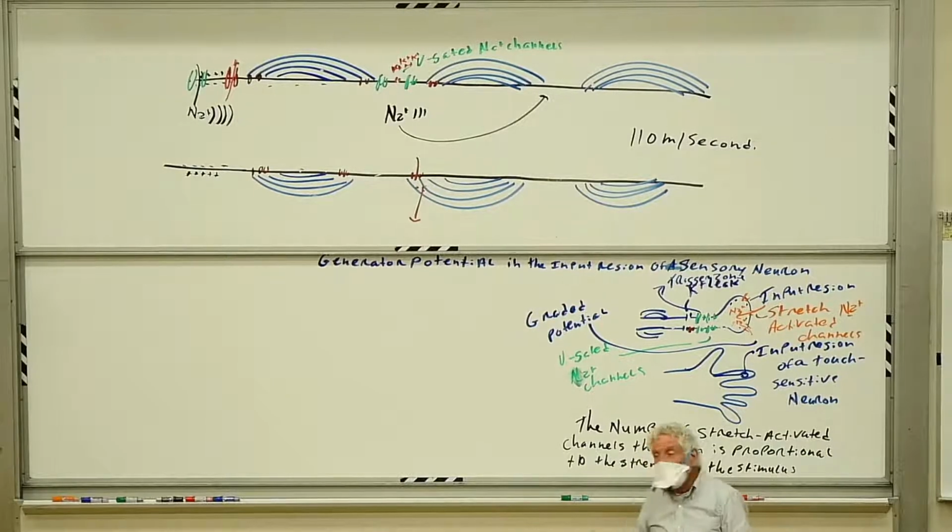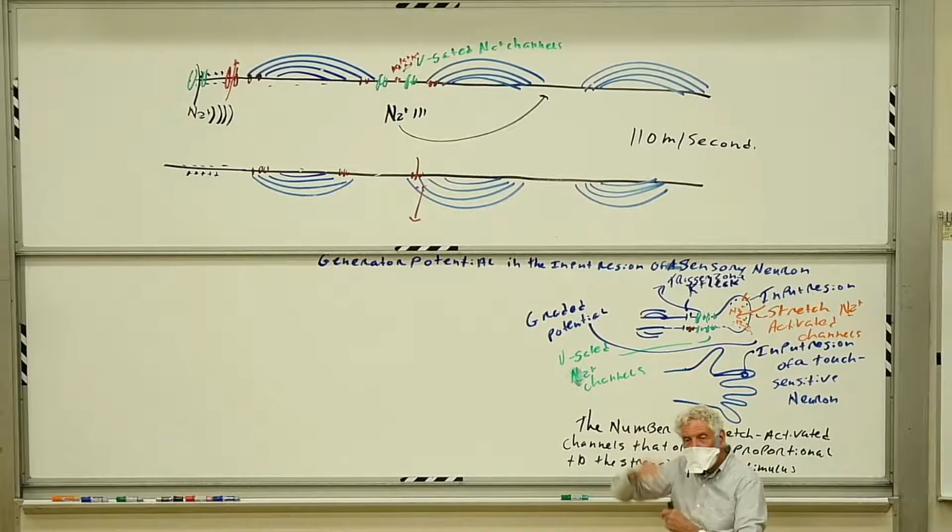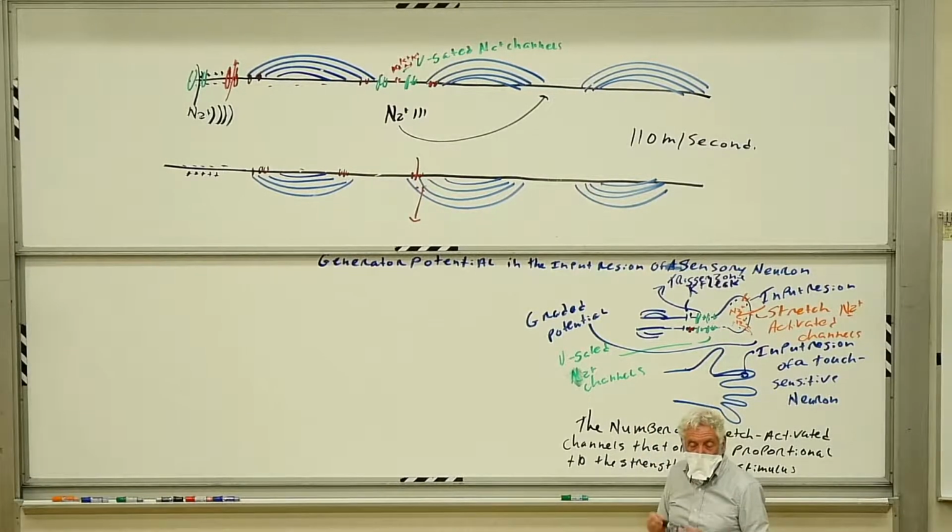Is there a set number of those leak channels for each neuron? I don't know that there's a set number. I suspect there's a range, and perhaps some neurons are more sensitive than others, dependent upon the range of those channels. I don't know.